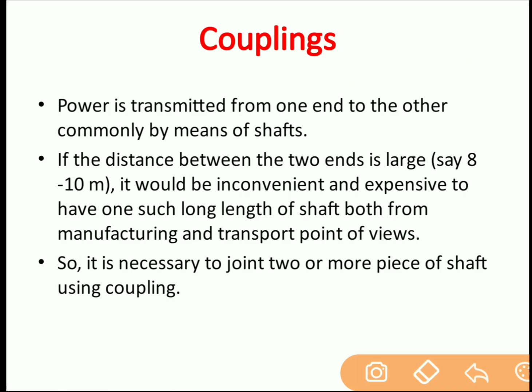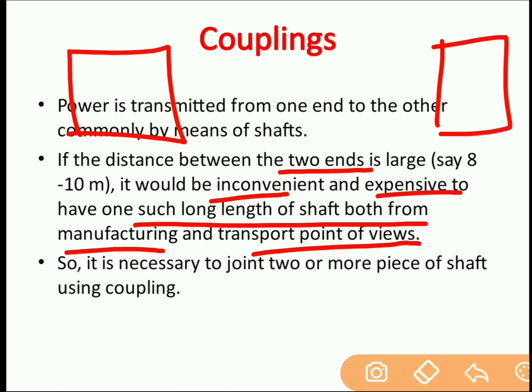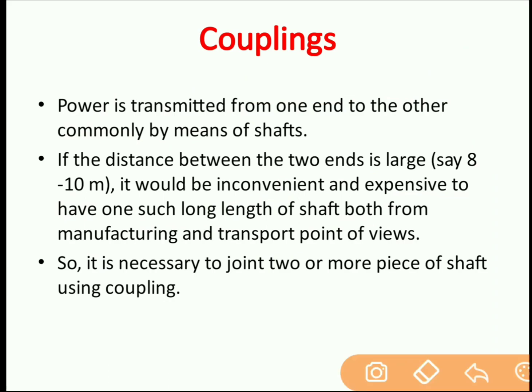However, it has been told that if the distance between two ends is very large, let's say 8 to 10 meter, then it will be inconvenient and expensive to have one such long length of shaft from both manufacturing and transport point of view. So when the distance between the machine and the prime mover is greater than 8 to 10 meter, then it becomes very difficult to manufacture long length of shaft, both from manufacturing and transport point of view.